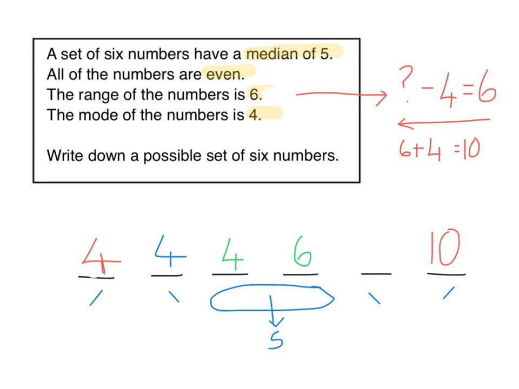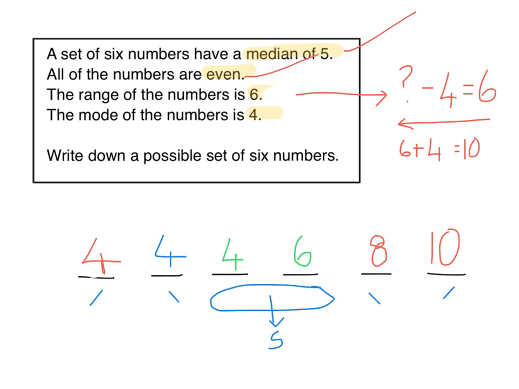Am I now able to put something in here that satisfies all the conditions? Yes, I can put an even number, 8. Let's just check now. Does my set of 6 have a median of 5? Everything's still in order. That's the key thing, don't unorder things. Between 4 and 6 is 5, so it has a median of 5. Tick. Are all the numbers even? Yes, yes, yes, yes, yes.